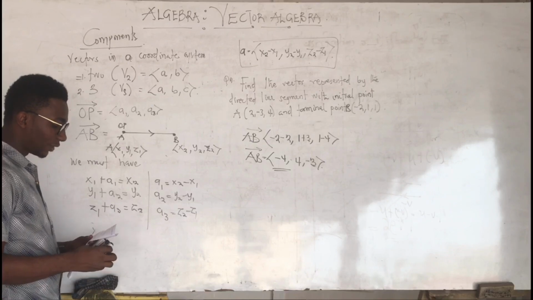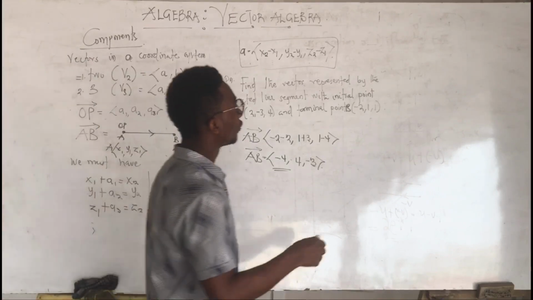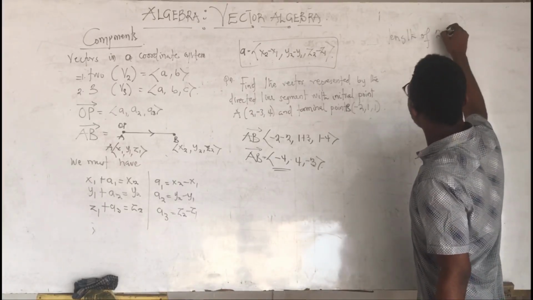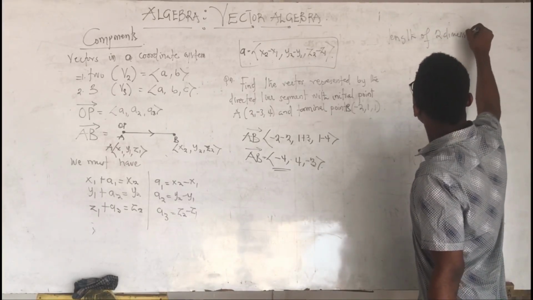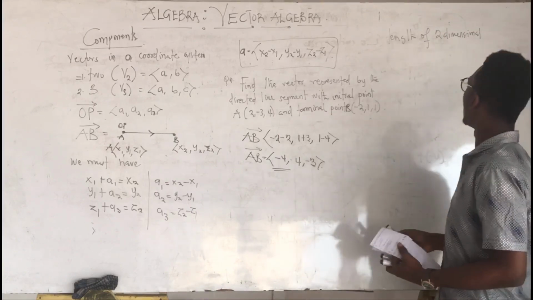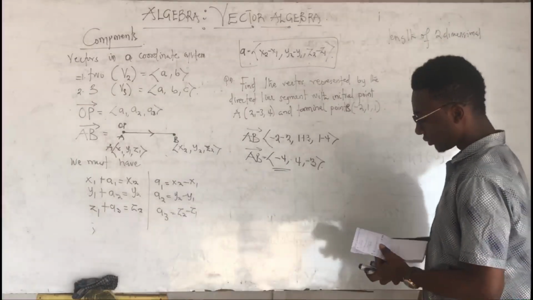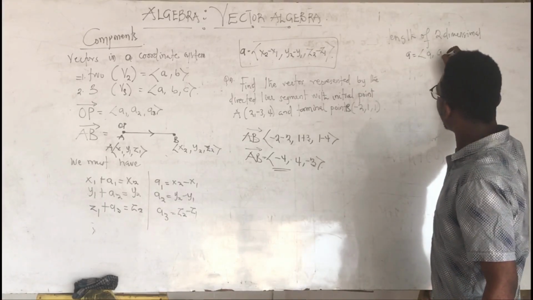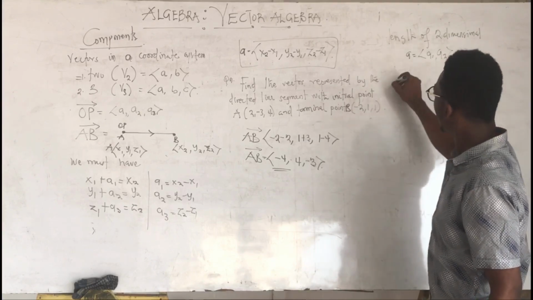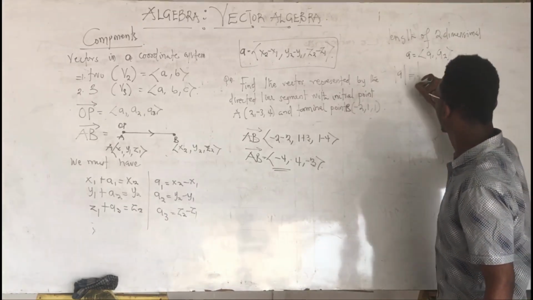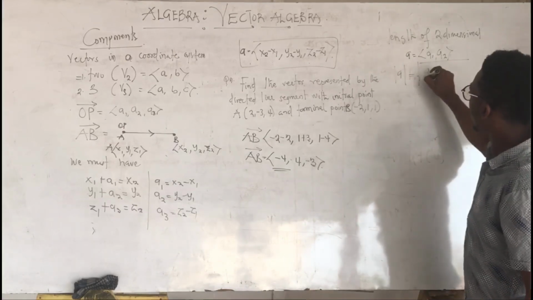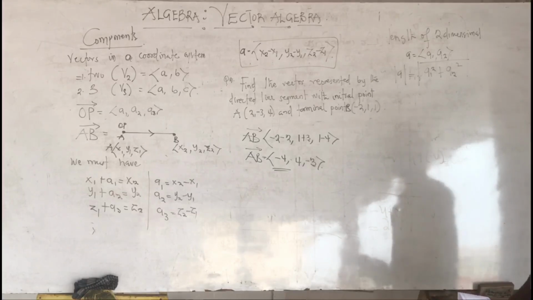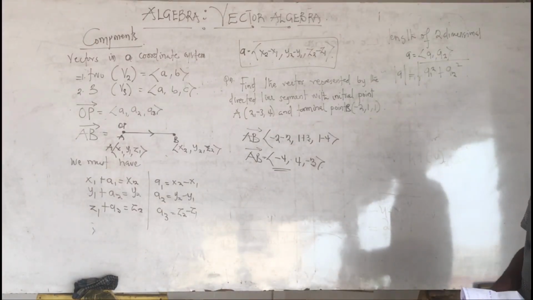Now, the length of a 2-dimensional vector. If you want to find the length of a 2-dimensional vector, that is to say, you have a vector A that has points A1, A2, and you want to find its length, it is simply equal to the square root of A1 squared plus A2 squared.